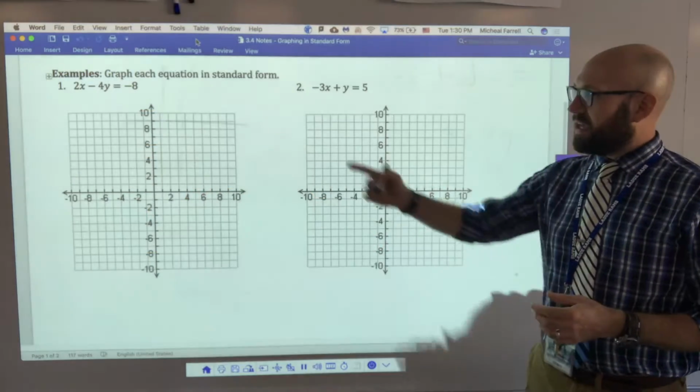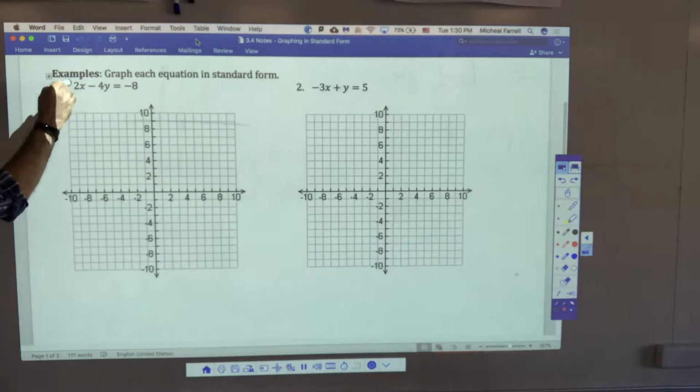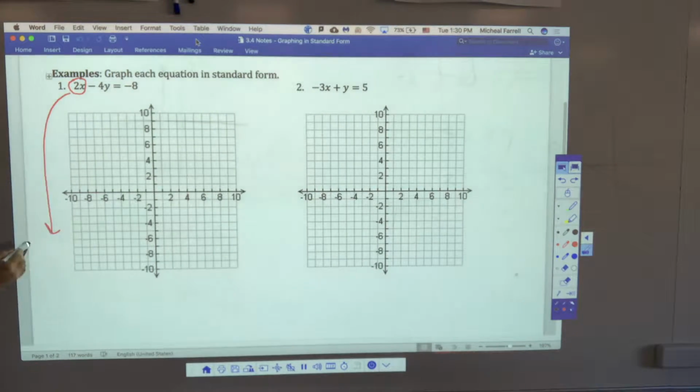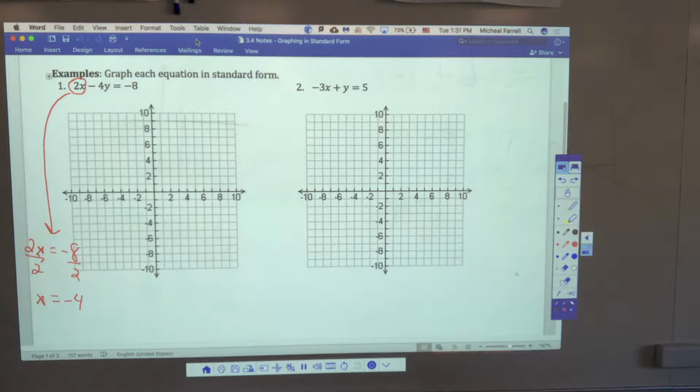So first thing we're going to do is look at 2x minus 4y equals negative 8. What I'm going to do is take the 2x, and set it equal to the constant on the other side, the negative 8. When I solve that, I get x equals negative 4. Now, the reason I don't have to worry about the negative 4y is because I've essentially plugged in 0 for y, and all that's left is 2x equals negative 8. So that means since y is equal to 0, I can plot the point negative 4, 0.